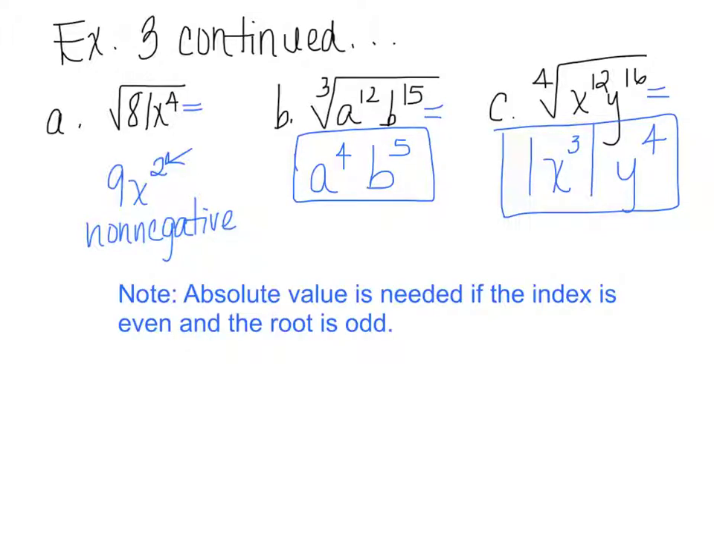So I put this note, absolute value is needed if the index is even and the root is odd. So if your index starts off even, but when you take the root, it comes out to be odd, that's when you need absolute value.